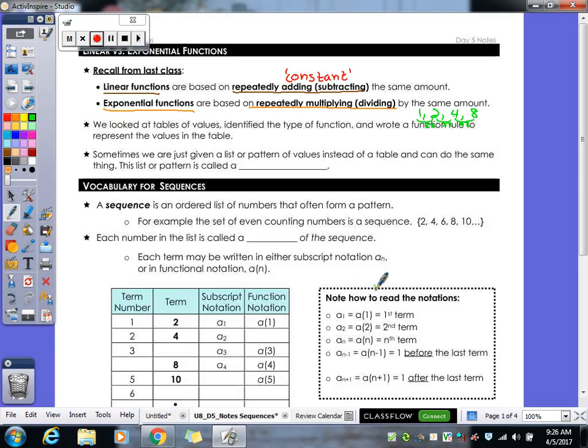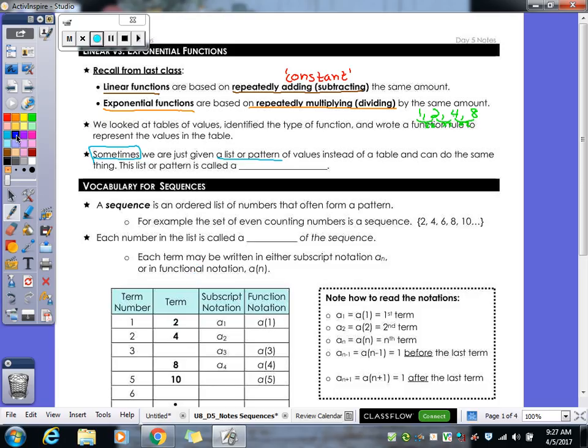So we looked at a table of values to identify whether it was linear or exponential. Sometimes, though, and that's what we're going to get into today, sometimes you are purely just given a list or a pattern of the values instead of a table. So it's really the same thing. They're just giving it to you in a different way. Instead of giving you the full table, they're just giving you the list.